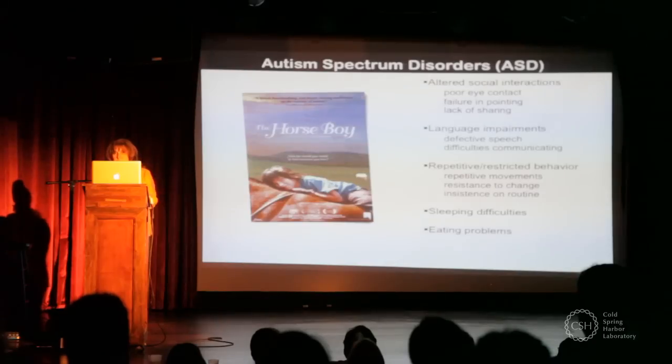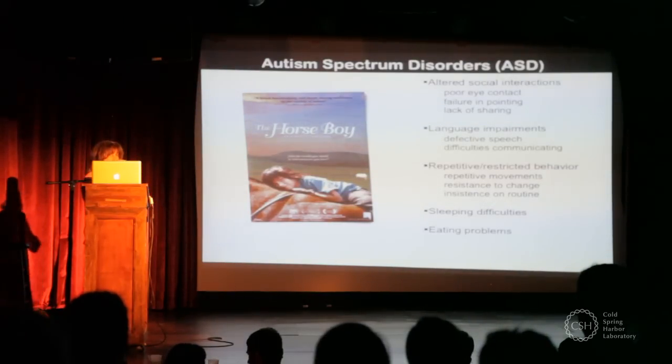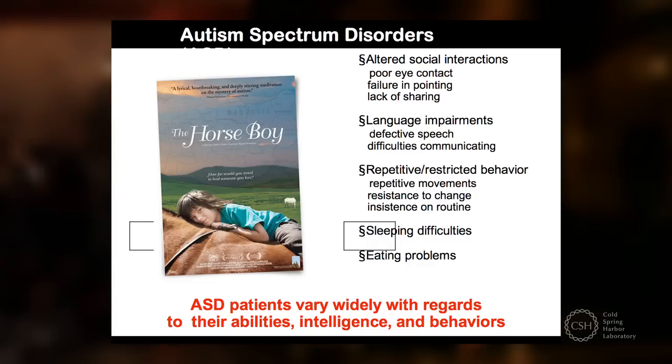And so autism spectrum disorders, or ASD, have really been popularized by this book here, The Horse Boy, and also there's a movie. These patients are characterized by three cardinal features: altered social interactions, there can be language impairments, and repetitive or restricted types of behaviors. And there also can be things like sleeping difficulties and sometimes eating problems in these children.